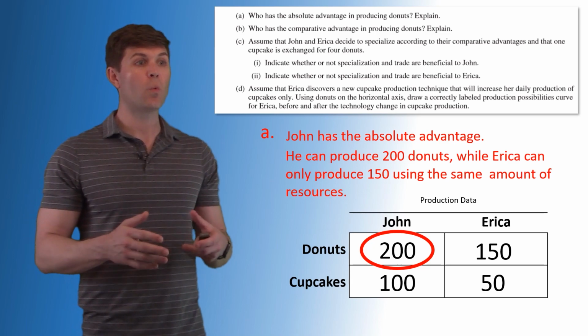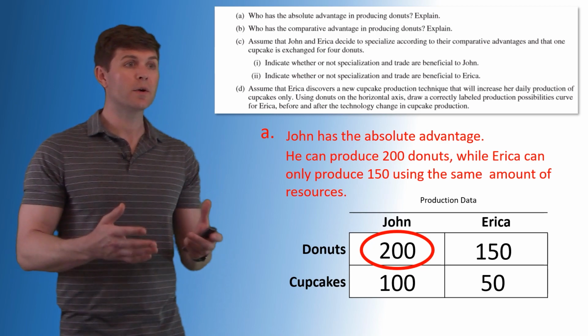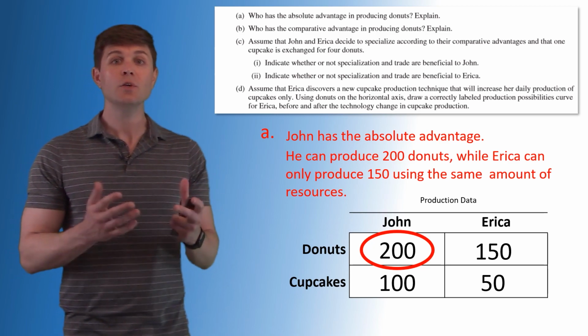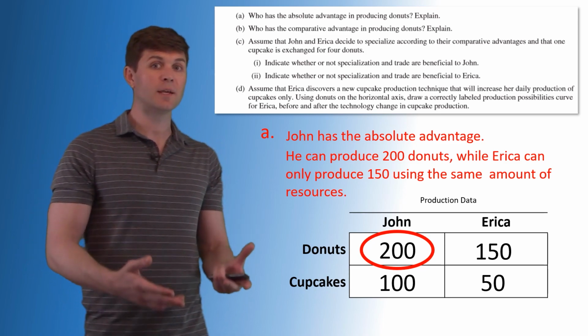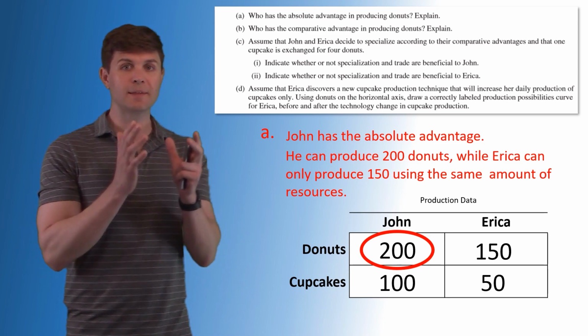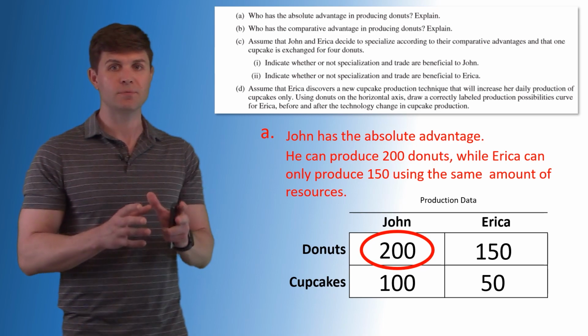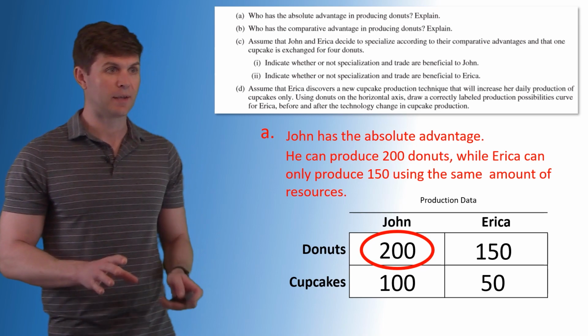However, we need to know why. He can produce 200 donuts while Erica can only produce 150 donuts using the same resources within the same time. Making sure that you're identifying that they're using the same resources is vital to the right explanation on these answers.